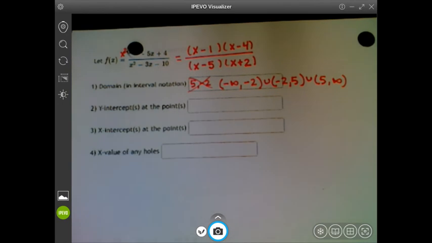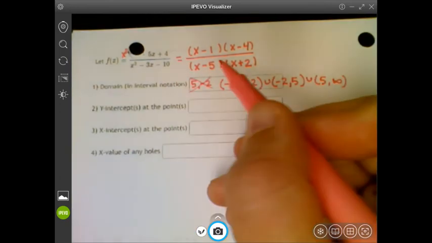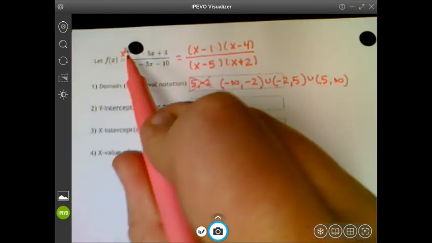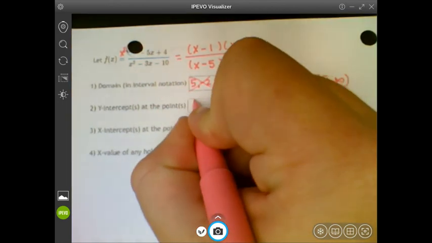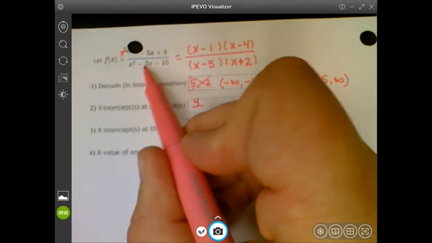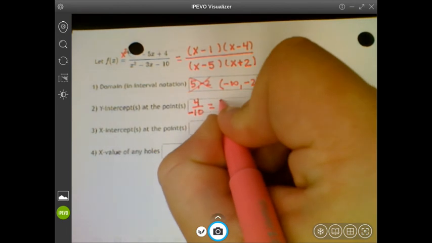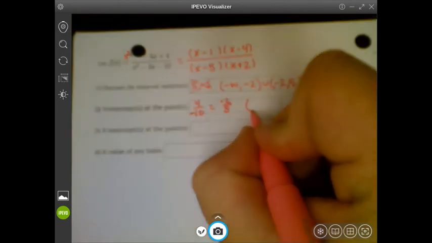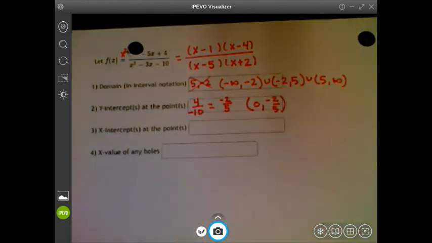All right, for the y-intercept, if you go back it says plug in 0 for x, and we're looking for a coordinate point there. When you plug in 0 for x, you can plug it into either one. It's up to you. I like to plug it into the first one because 0 squared is 0. Negative 5 times 0 is 0. So the top is just 4. If you plug it into the bottom, 0 squared is 0, minus 3 times 0, still 0, minus 10. So the bottom is negative 10, which would simplify to negative 2/5. So it's at the coordinate point 0, negative 2/5.